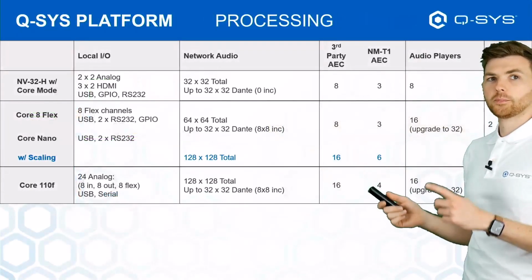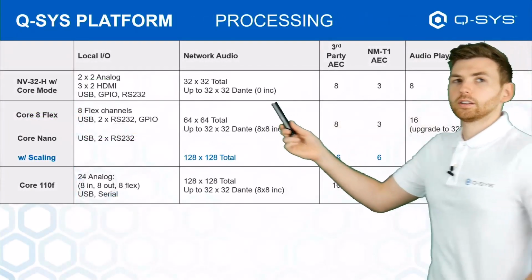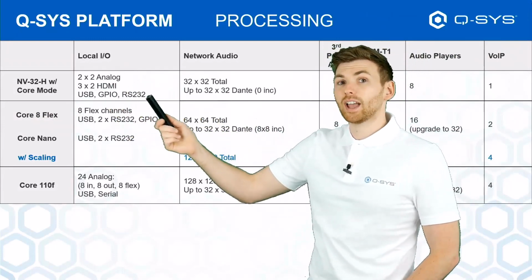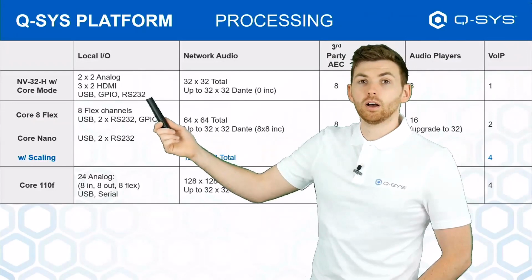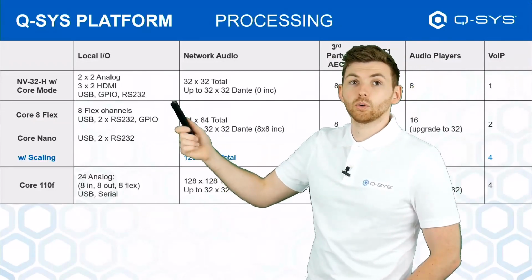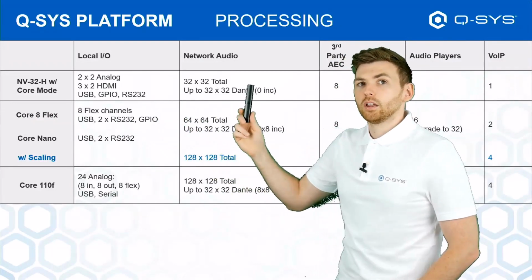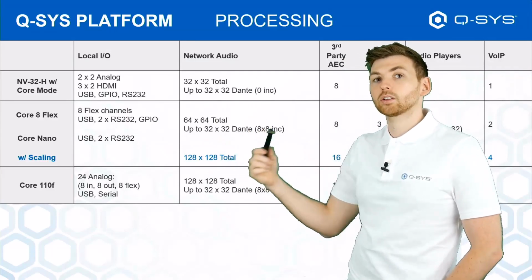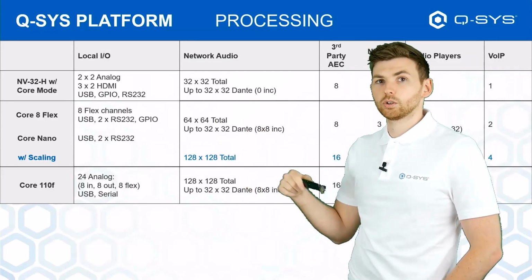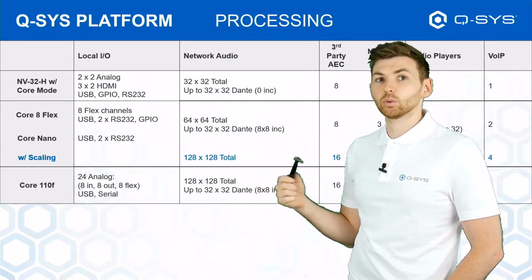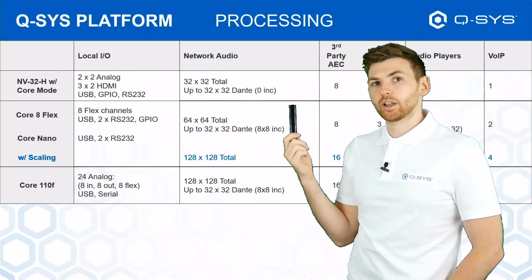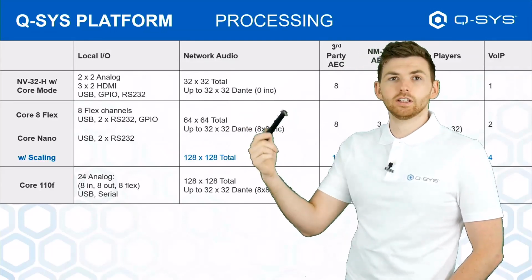Now you can see here, of course, the local I/O is very different to anything else. Loads of HDMI. You can, of course, de-embed and embed audio on the HDMI, on all the inputs, all the outputs. Now, it's slightly less network audio. So 32 channels total networked audio, QLAN, AES67, and Dante all combined, maximum of 32. It doesn't include any Dante, okay? But you can add 8 or 16 or 32.